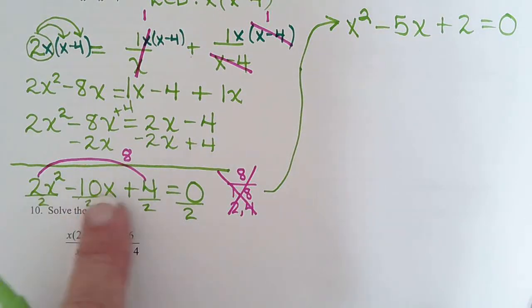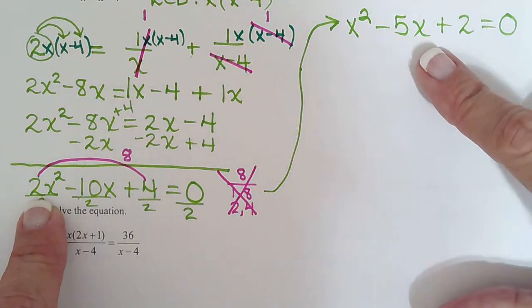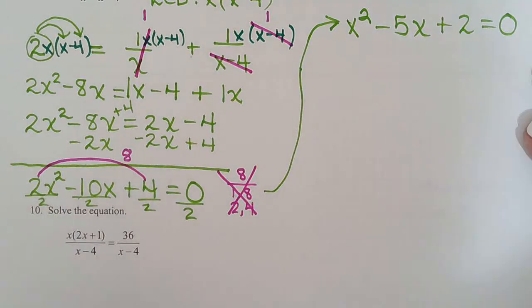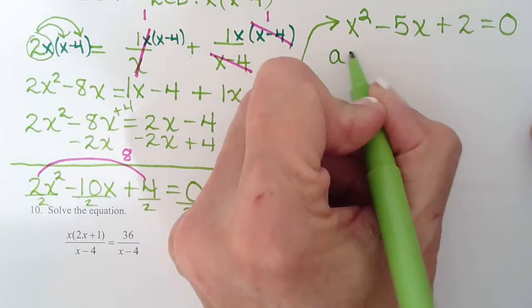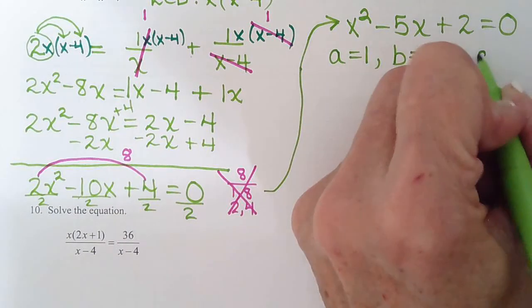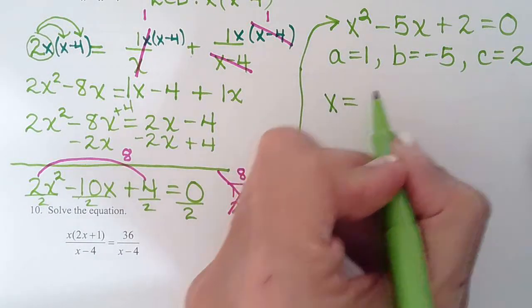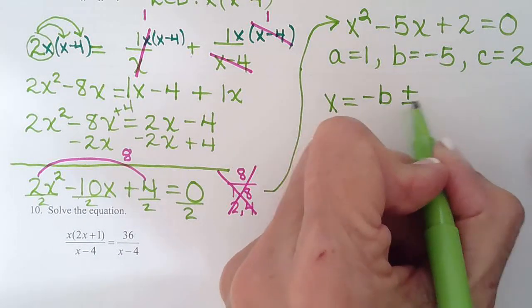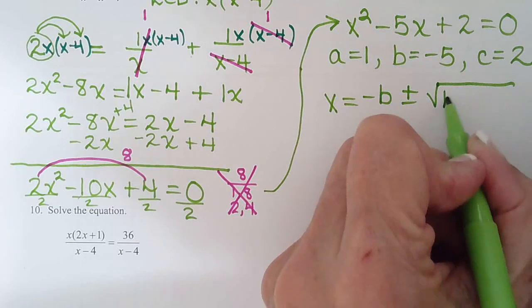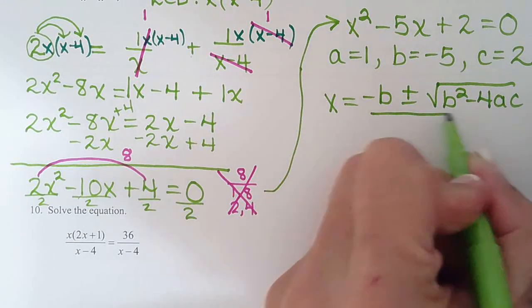And if you hadn't noticed there was a 2 common and you went into quadratic, that's fine. You'll get the same answer. You'll just have to simplify your radical more, whereas if you simplify it first, then your radical won't be simplified so much. So let's get it set up. A equals 1, B equals negative 5, C equals 2. And we'll write the quadratic formula and then we'll work out the rest on the next video. So opposite of B plus or minus the square root of B squared minus 4AC, all over 2A.